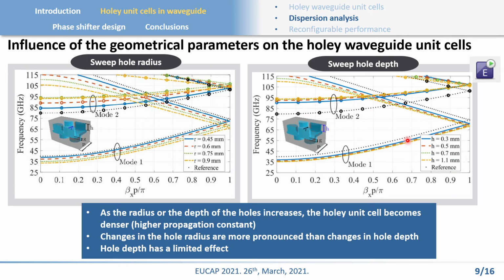The second detail observed in the dispersion diagram is that the hole radius produces greater change in the mode 1 position. On the other hand, the effect of the hole depth is limited, and the mode 1 cannot be pushed to a lower position in the dispersion diagram beyond a certain value of the hole depth.